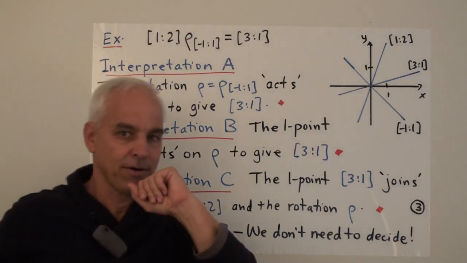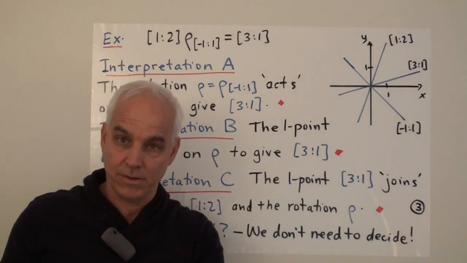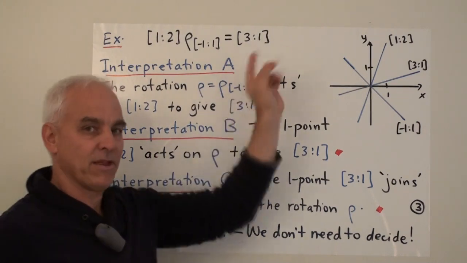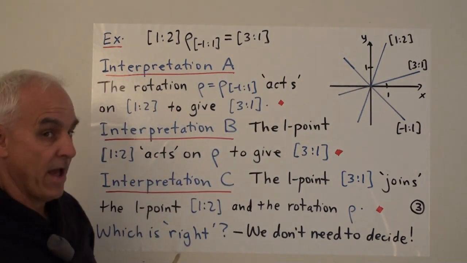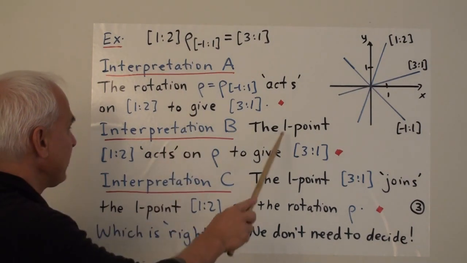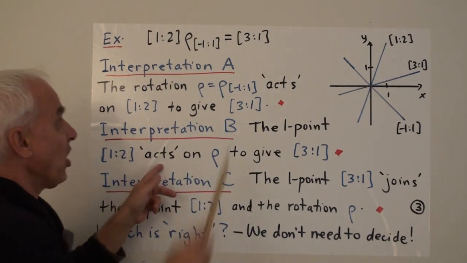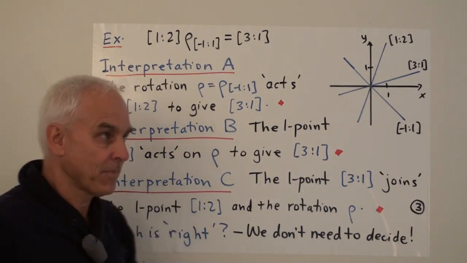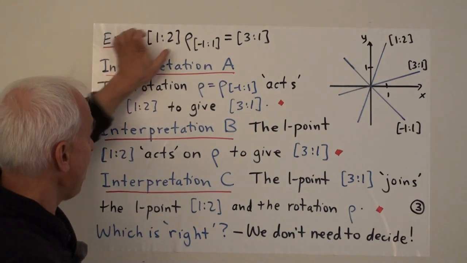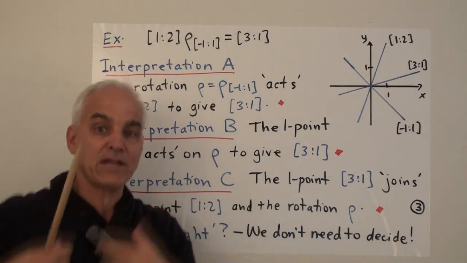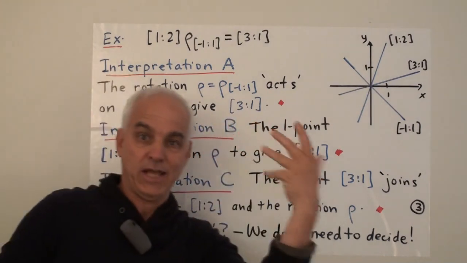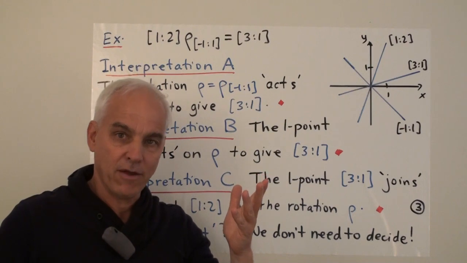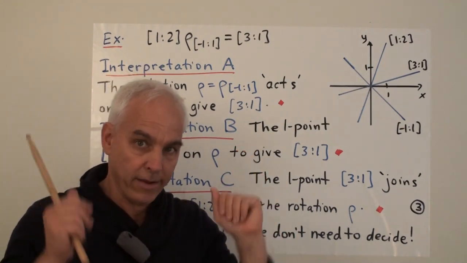Now here's another quite different interpretation of the same formula. Somebody else can come along and say, well, that's all well and good, but I want to think about this in a different way. That person might say, the formula means that the 1.12 acts on the rotation to give 3 to 1. So we have this rotation sitting here, and along comes the 1.1 to 2 and acts on the rotation, changes the rotation into a 1 point. That's another way of looking at what this formula is doing.